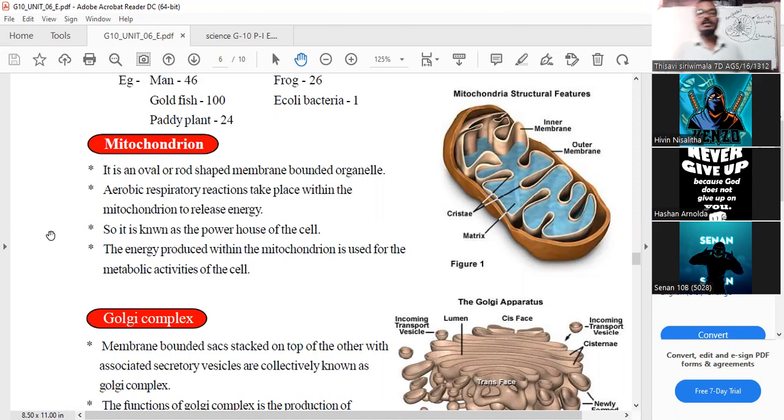So we'll read it out. It is an oval or rod-shaped membrane-bounded organelle. Actually, there are two membranes, right? The outer membrane and the inner membrane of a mitochondria. You can see the diagram.